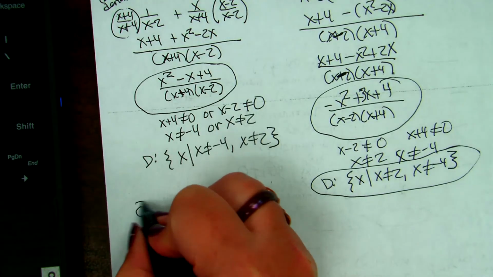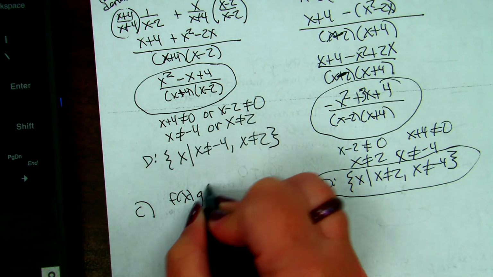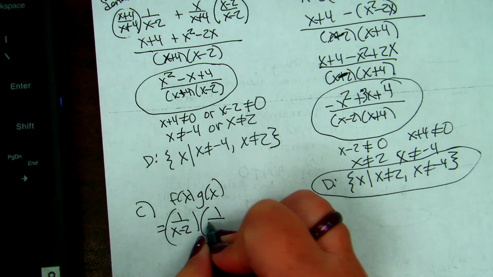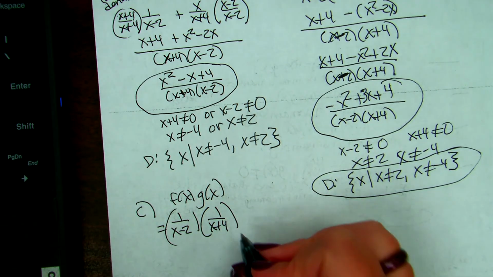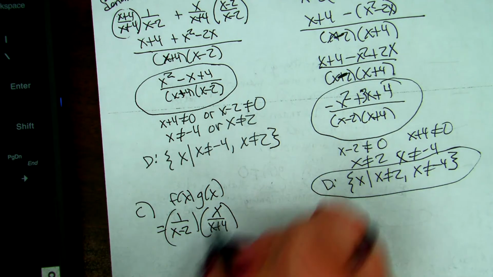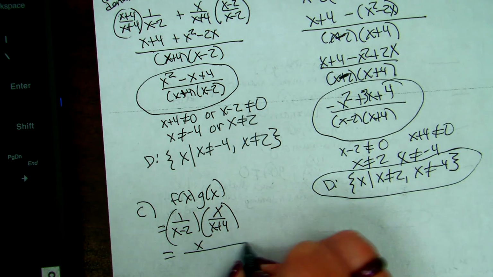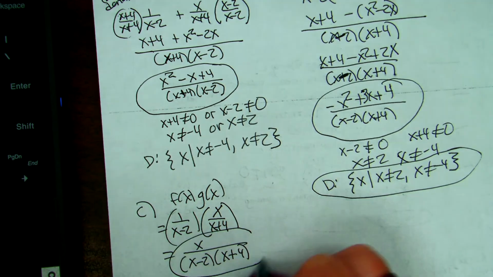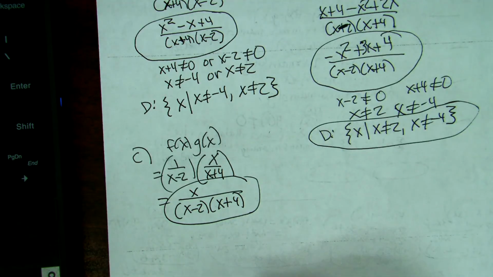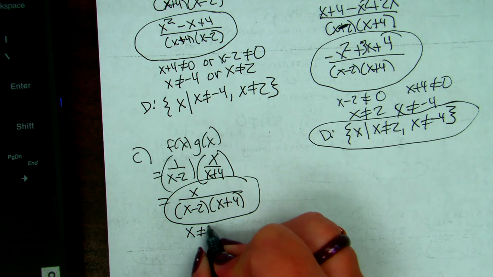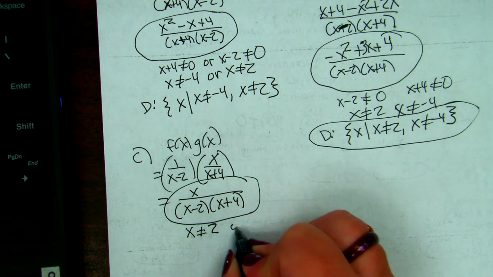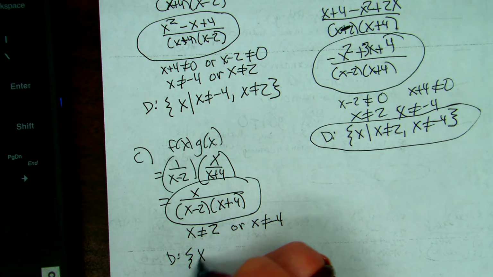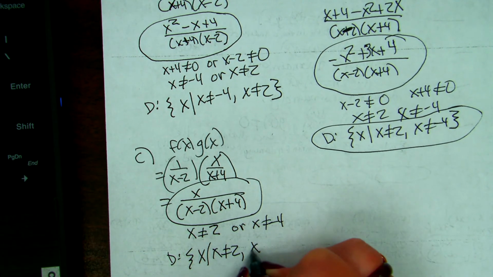And then for C, we do f of x times g of x, which is 1 over x minus 2 times 1 over x plus 4. Oh, it's x over x plus 4. So we're going to get x over, and keep it factored so we know what the denominator can't be. So that's the answer. And we get the same denominator values that we can't have. So x can't be 2 or negative 4. So we get the same domain, x such that x is not equal to 2 and x is not equal to negative 4.